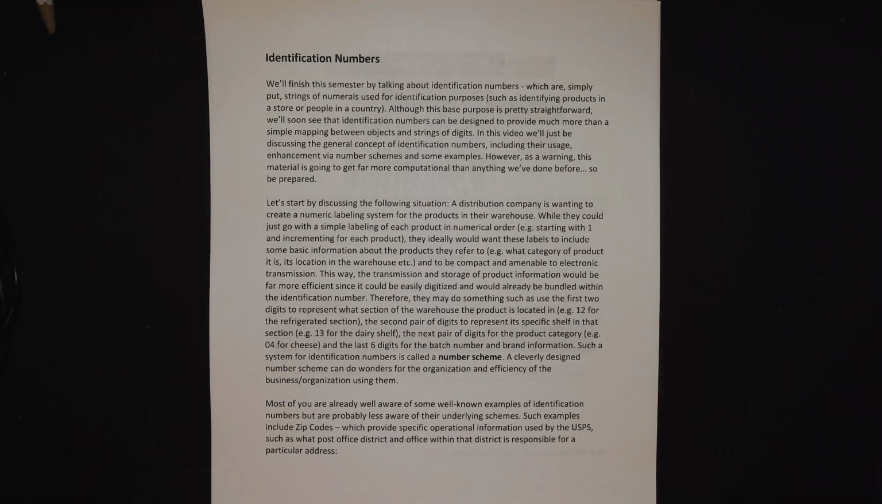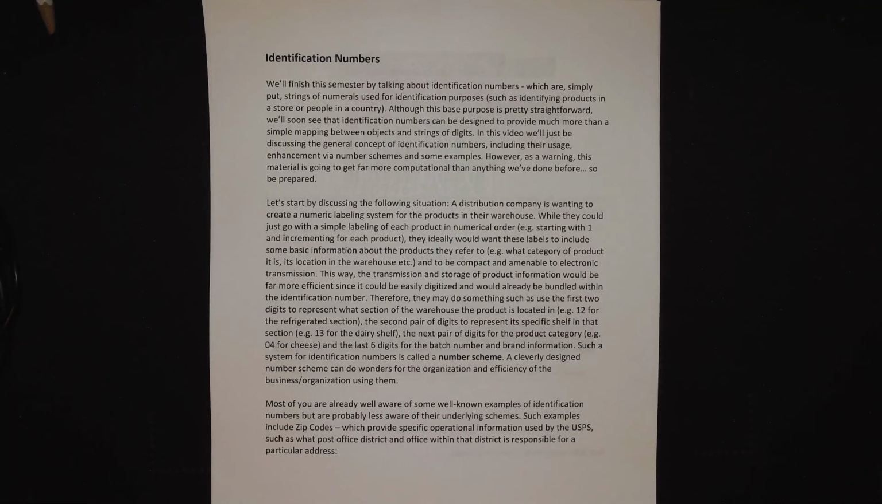Therefore, they may do something such as use the first two digits to represent what section of the warehouse the product is located in, for example 12 for the refrigerated section, the second pair of digits to represent a specific shelf in that section, for example 13 for the dairy shelf, and the next pair of digits for the product category, for example 04 for cheese, and the last 6 digits for the batch number and brand information. Such a system for identification numbers is called a number scheme.